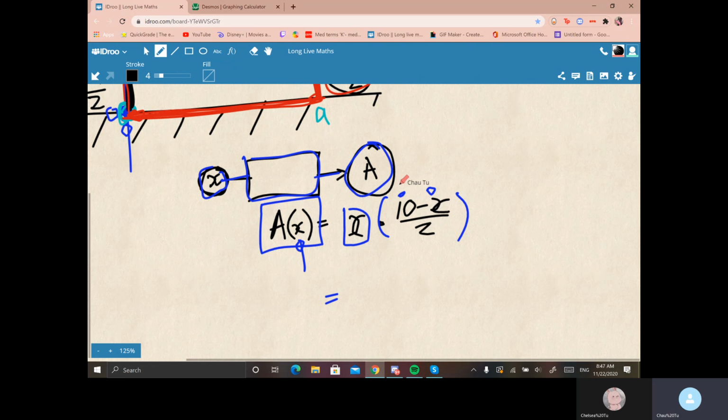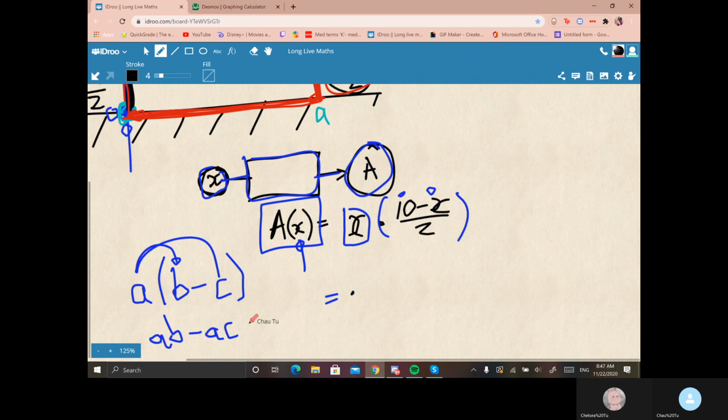It's like me giving you this, Chelsea. How would you tidy this up? A bracket B minus C. You would multiply it out. So that would be AB minus AC, right?